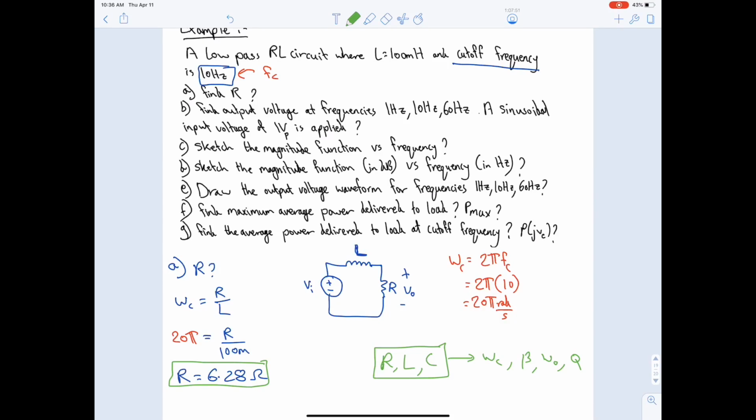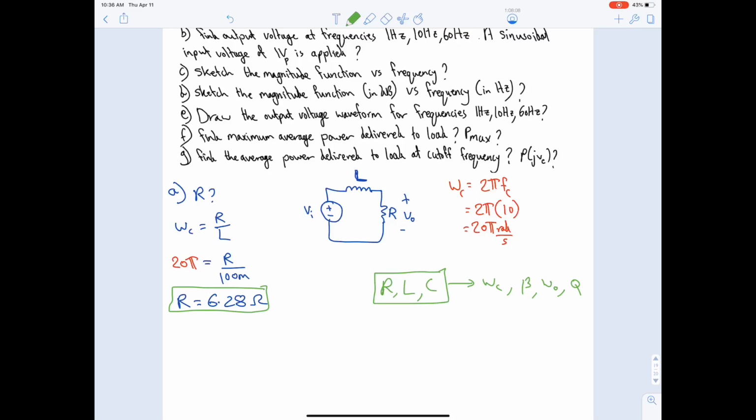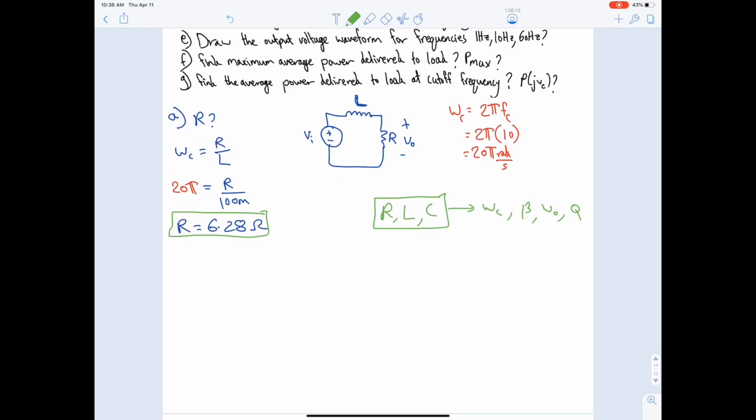What is part B? It says find the output voltage at frequencies 1 hertz, 10 hertz, and 60 hertz. A sinusoidal input voltage of 1 volt peak is applied. Okay, so they need the output voltage. How can we calculate the output voltage? So far, what equations do we have that have a V output? One of the equations that we already know is the H of S, which is the transfer function.